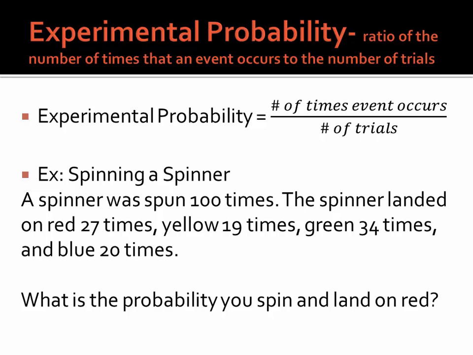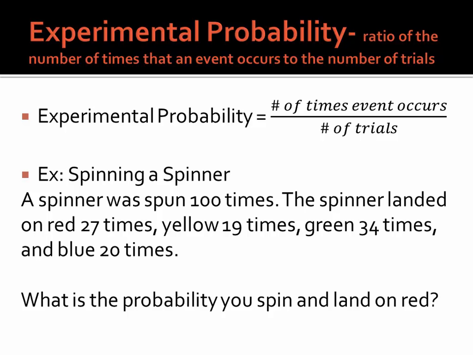Alright, on to experimental probability. This is the number of times an event occurs over the number of trials done. So this is where somebody has already tested it and it has information and we're finding probability from that information. So if a spinner was spun 100 times and the spinner landed on red 27 times, yellow 19 times, green 34 times, and blue 20 times, we want to know what is the probability you spin and land on red.